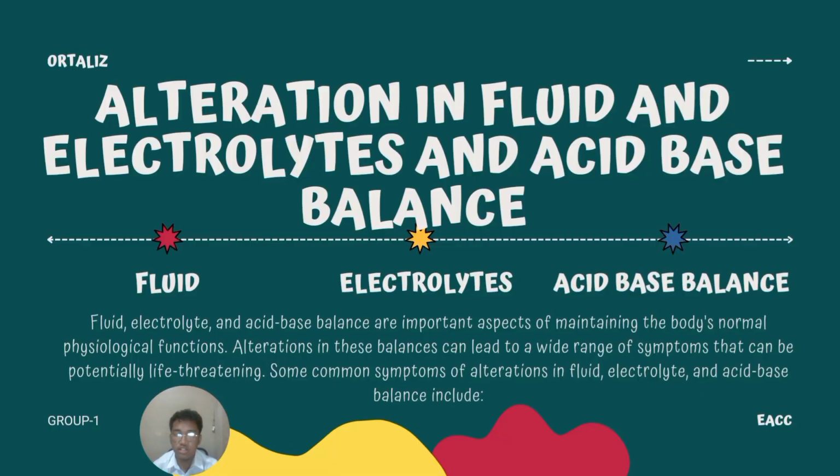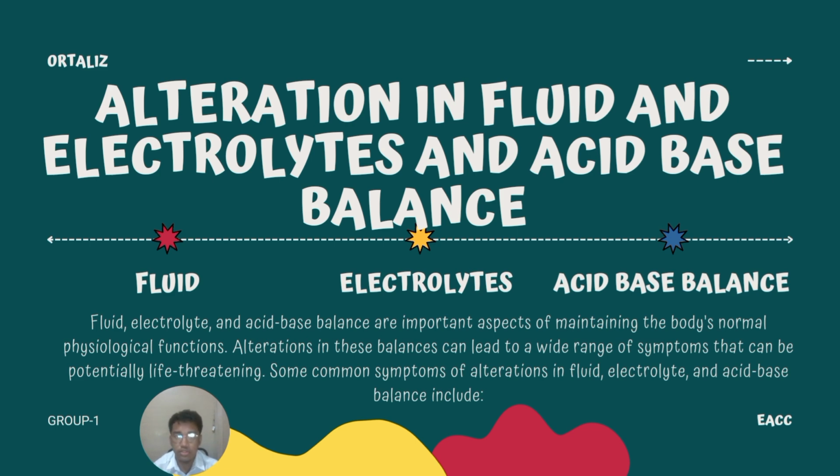So next is alteration in fluid, acid, and electrolyte imbalance. So what are alterations in fluid, electrolyte, and acid balance? This refers to changes in the levels or distribution of fluids, electrolytes, and acids inside the body. These changes can occur due to various factors such as illness, injury, medication, or lifestyle choices.